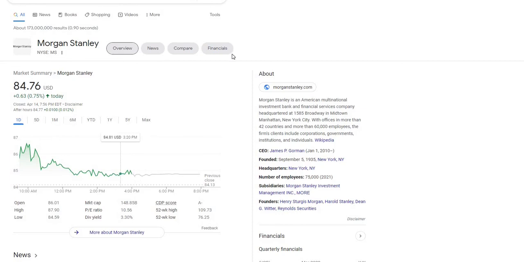And this is a step-by-step breakdown of how I use our app to generate the trading idea and place this bet on Morgan Stanley.